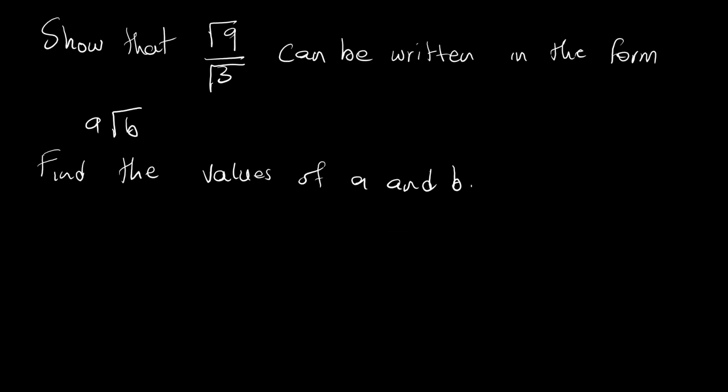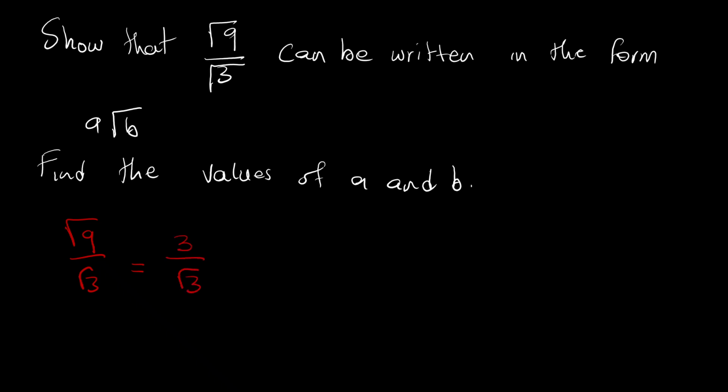Okay, ladies and gents, let's work on this problem. We need to show that root 9 over root 3 can be written in the form of a root b. Then once we have it in that form, we need to find the values of a and b. Let us quickly work on that. So if I have root 9 over root 3, if I punch that on the calculator, root 9 is just 3, so I'll have 3 over root 3.